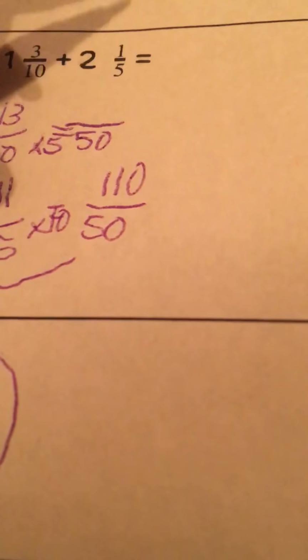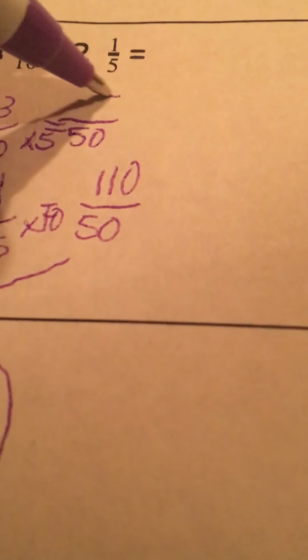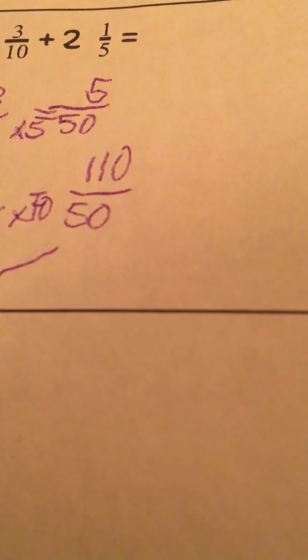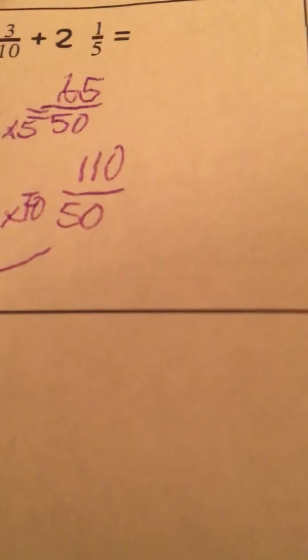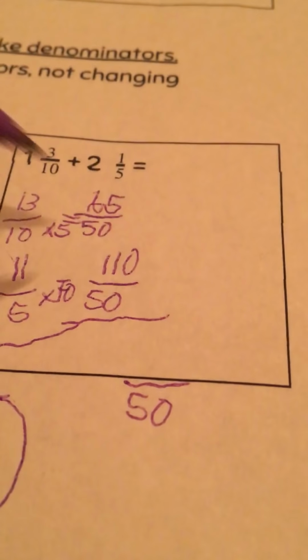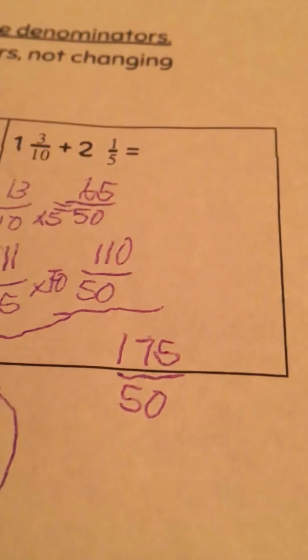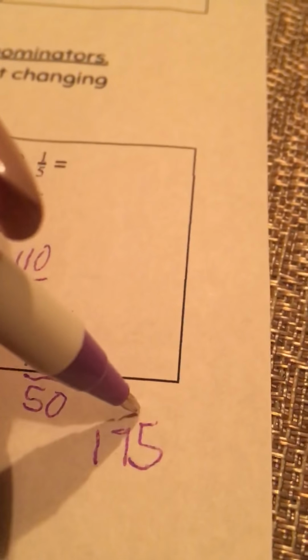So 13 times 5 is going to equal, I think that's 85, but I could be wrong. Okay, so 13 times 5, 15, 65. I was wrong. Okay, so now I'm going to do 65 plus 110 over 50. So there's 50. So I add 5 and 0. So I have 175 over 50. Holy cow, what a huge fraction this is going to be. So now I have to change that to a mixed number.